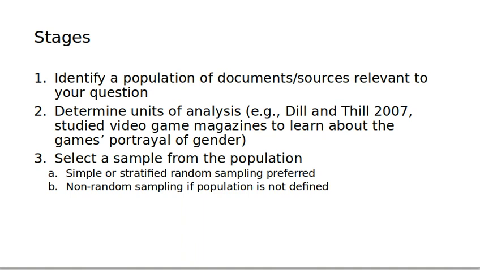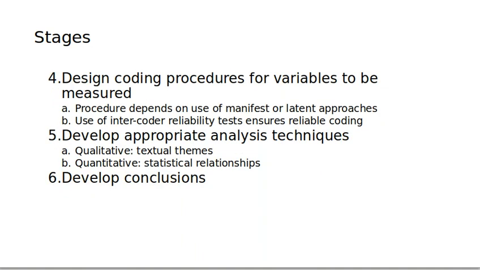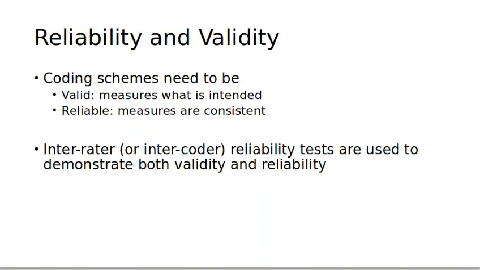Broken down into stages, it'll look something like this: identifying a population of documents like personal ads, determining the unit of analysis. In this case, it was the personal ad itself. Selecting a sample. There was a convenience sample used in the Davis study, which was not representative. Designing a coding procedure, so that means reading through the ads and coming up with some attributes that could later be applied. Developing appropriate analysis techniques. What are we going to do with the data once it's collected? And then what kind of conclusions will we draw? Recall that Davis found evidence for the gender stereotypes.